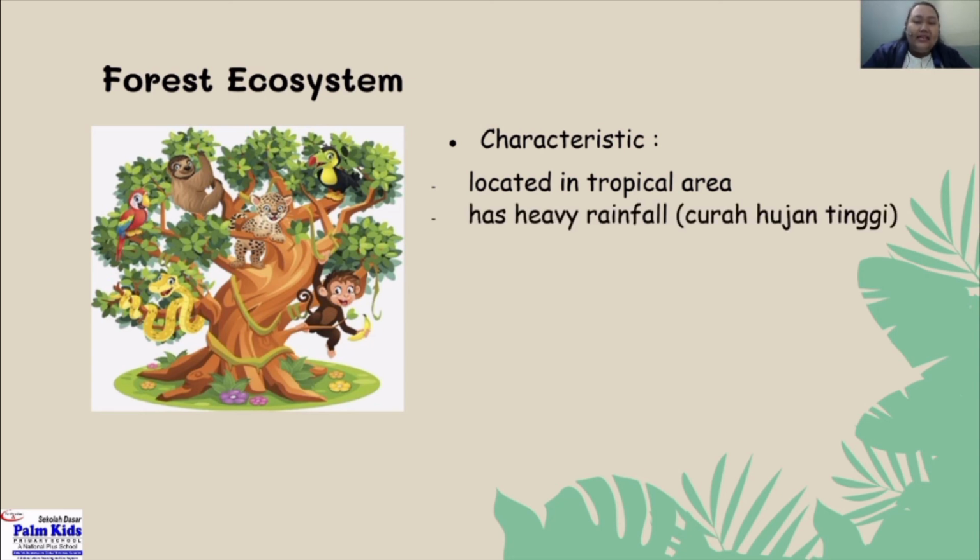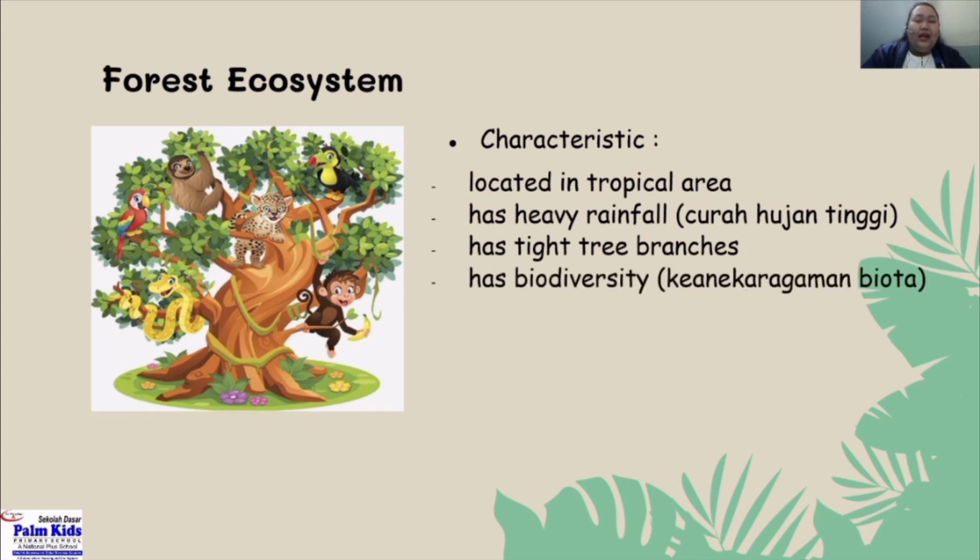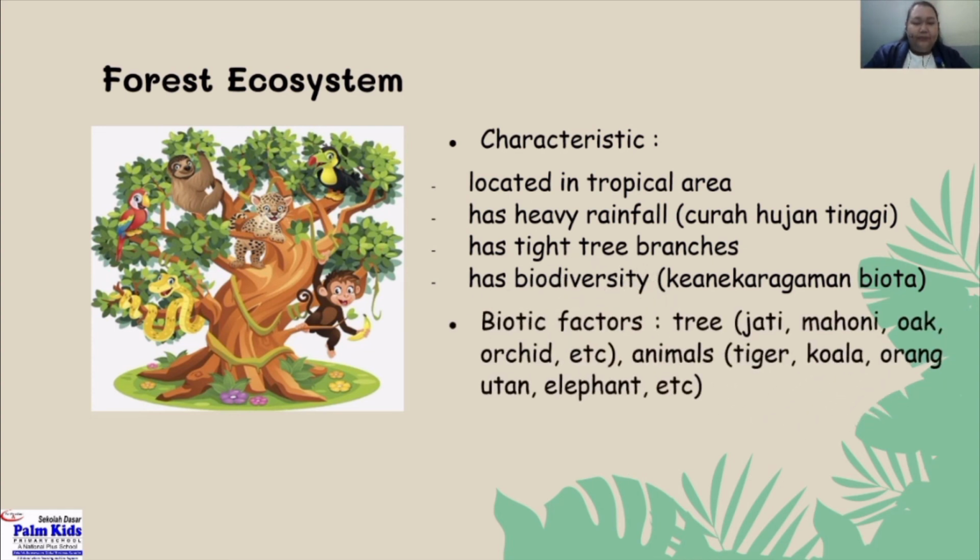Second, has heavy rainfall, or curah hujan tinggi. Third, has tight tree branches. And the fourth is has biodiversity, or keanekaragaman biota.